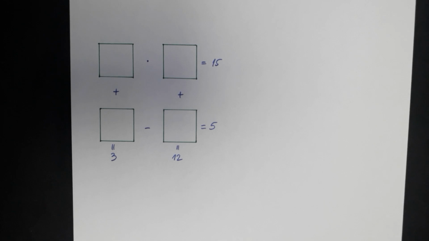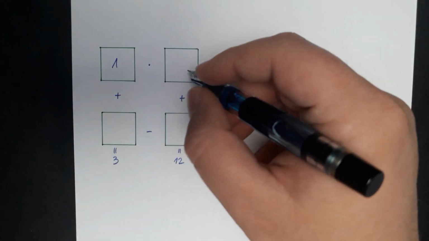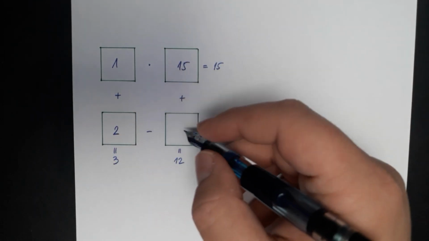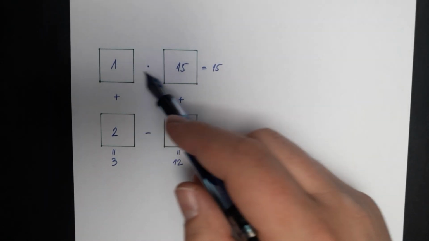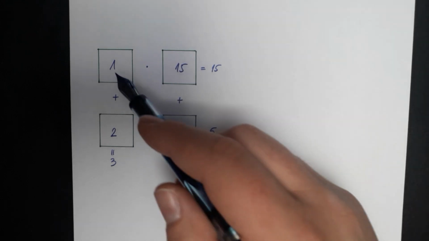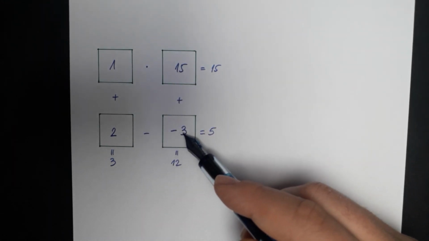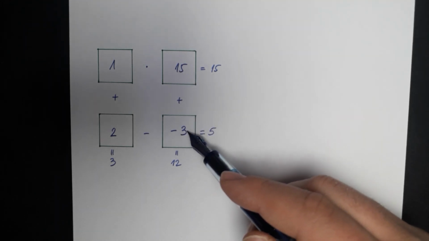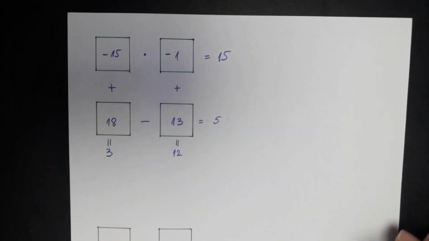Now let's observe the second set of numbers. We have that a2 is 1, b2 was 15, c2 was 2, and d2 was -3. 1 multiplied by 15 is 15, 1 plus 2 is 3, 2 minus -3 is 5, and 15 plus -3 is 12.